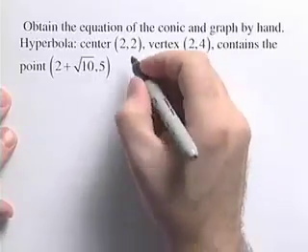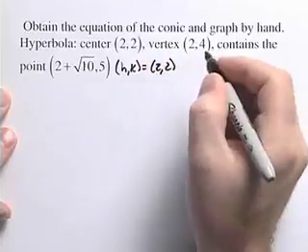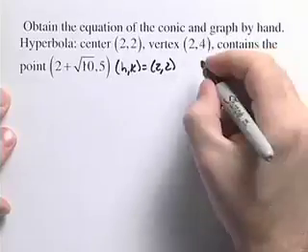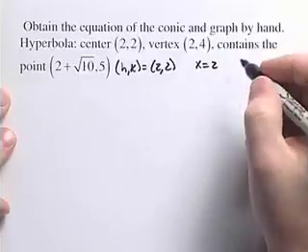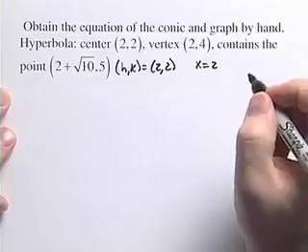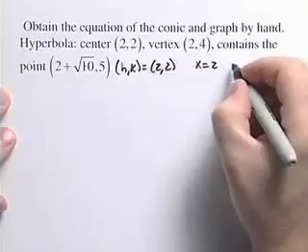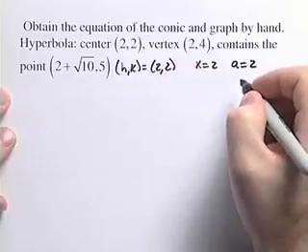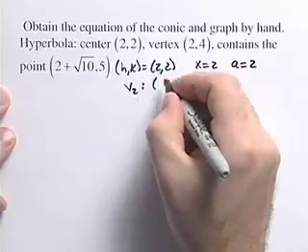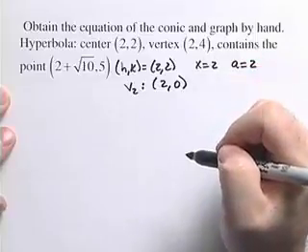Since we know that the center is (2, 2), we get (h, k) is (2, 2), and the vertex is (2, 4). Both the center and the vertex lie on the line x = 2. Therefore, our transverse axis is parallel to the y-axis. The distance from the center to the vertex is 2 units, so we get that a is equal to 2. Therefore, our other vertex, we'll call that V2, must be the point (2, 0). We'll go 2 units below our center.